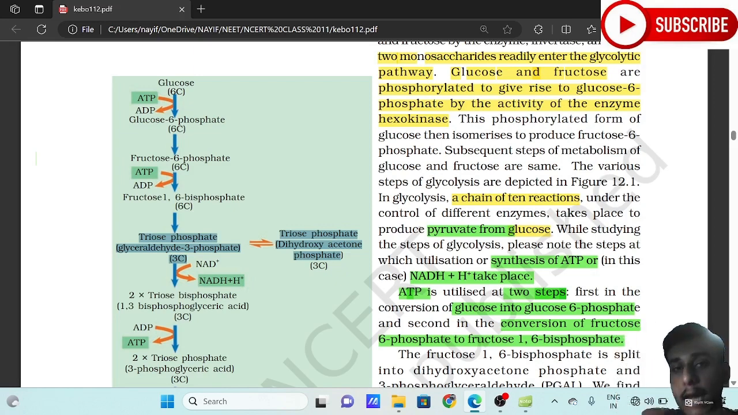So the cell undergoes anaerobic respiration, which means glycolysis will form pyruvate. This pyruvate will form lactic acid. This lactic acid will move to the blood, and through the blood it will enter the liver cell.